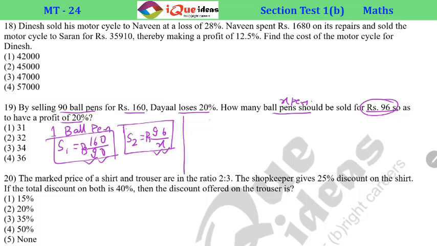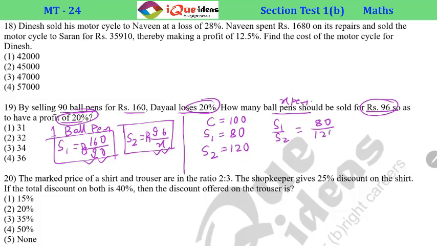Now, let's assume that the cost price is 100. Then in the first case, because there is a loss of 20%, the selling price should be equal to 80. And in the second case, because there is a profit of 20%, the S2 should be equal to 120. So from here we get S1 upon S2 equal to 80 upon 120. So we have found the ratio of S1 and S2. Whereas we also have the actual values of S1 and S2. So put it here. In place of S1, we will say it is 160 divided by 90. And in place of S2, we have 96 divided by X.